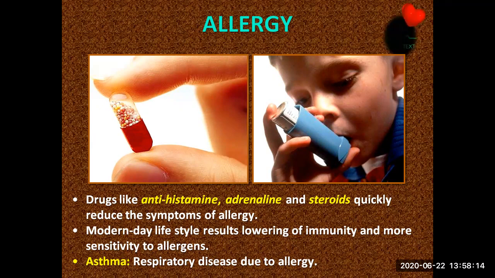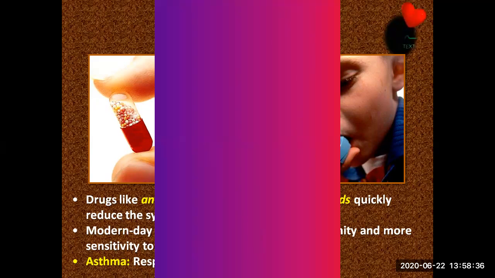So in these cases, due to what? Due to histamine, bradykinin, serotonin, prostaglandin, which are released from the mast cells. So what is the medicine then? Antihistamine, adrenaline and steroids quickly reduce the symptoms of allergy. Modern lifestyle results in lowering of immunity and more sensitivity to allergens. As we know, asthma is a very common problem that comes due to allergy.